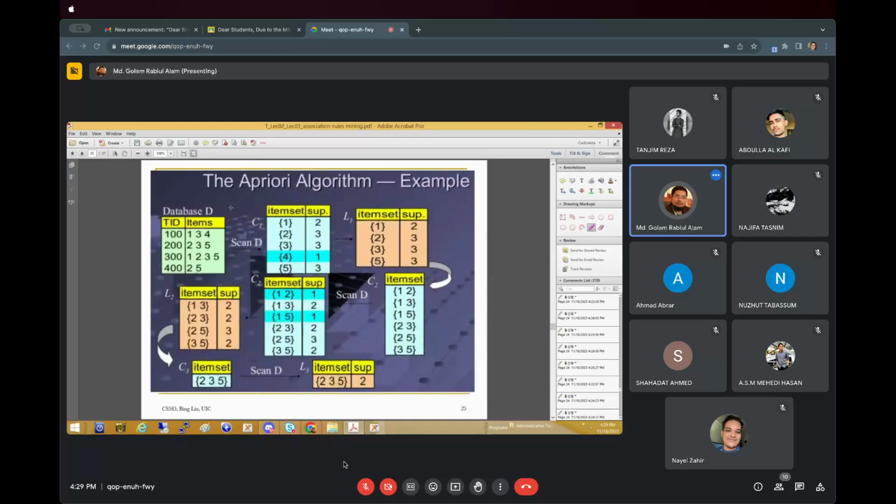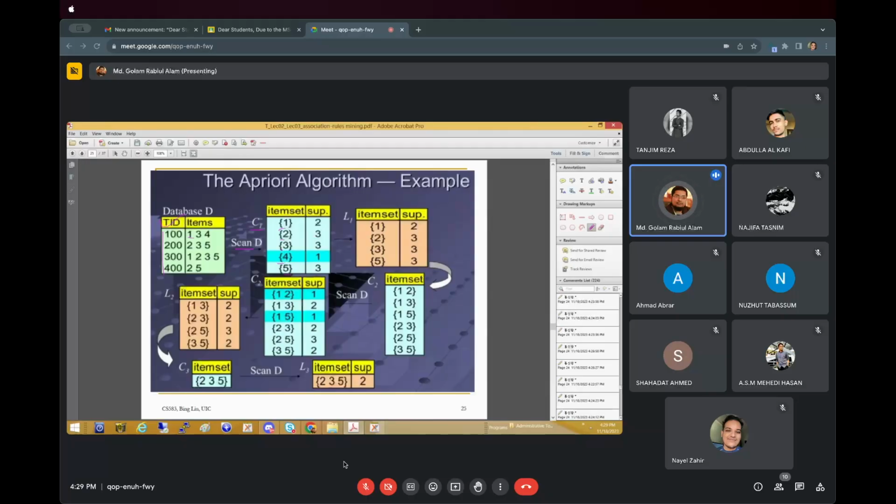Okay, so now I think it's better if we can see it in a single slide about our item set generation. At first we have to consider our data set. So this is the data set we have and the items we have. Then we have to scan this data set and create C1, that is the candidate set of one items. We can see we have 1, 2, 3, 4, and 5.